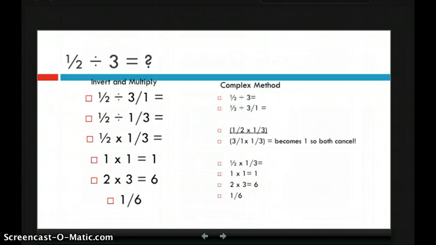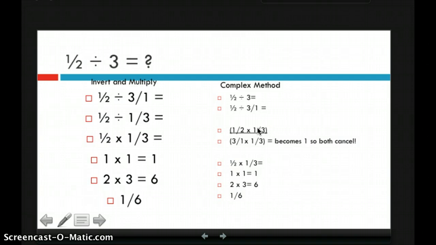Lastly, we can look at this numerically. Let's look at the complex method first. It says half divided by 3. We can change the 3 to 3/1 because that shows one part equals a whole, and we have 3 wholes. Then we're going to put the fractions on a bar, which is another way of showing division. We are going to multiply by the reciprocal right here.